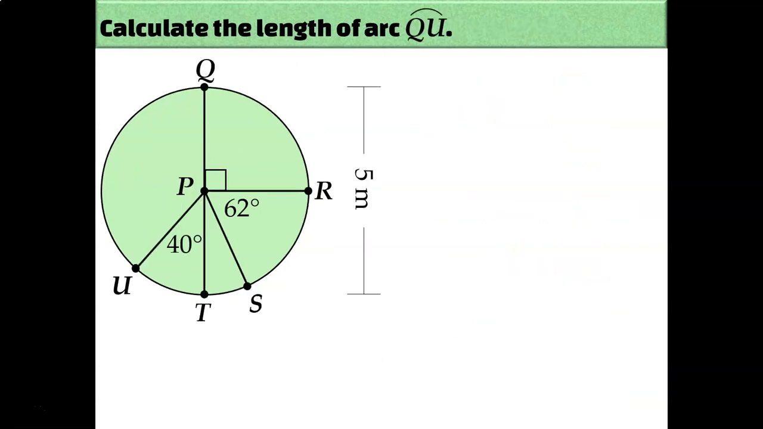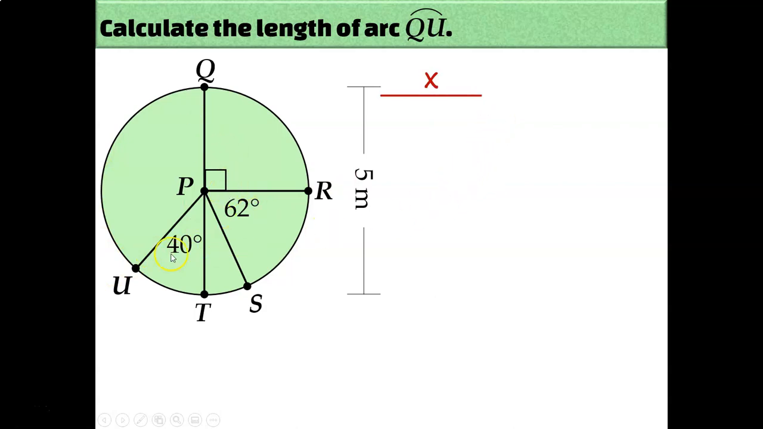On our next example, we're given so much information, and it's really our job to figure out which pieces of information are important in order to figure out the length of arc QU. Well, here's QU. I need to know the radius of this circle, and I need to know the degree measure of that arc in order to figure out the length of the arc. I'll call this arc length x, and I'll put that over 2 pi r.